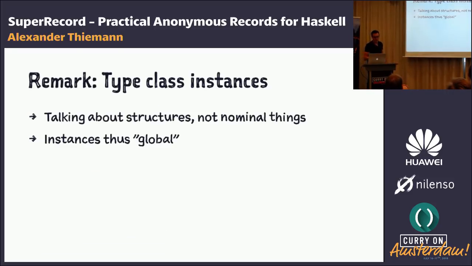Yeah, another remark to make is, well, type class instances. We're talking about structure, not nominal things. So any instance you write, and here you just have to write one instance, is global on the structure thing. So it will be for any SuperRecord that you use, right? It's unclear if that's what you want or not. I think PureScript has the same problem, and they don't allow you to define type class instances for naked records, so you have to wrap them in newtypes if you want that. But this is more of a discussion topic.